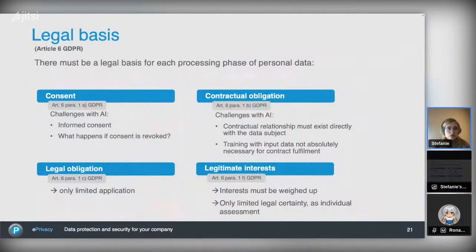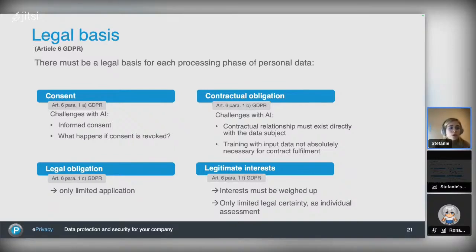So for us, if we are controller, we always need to have a legal basis for the processing of the personal data. There are different legal bases that we can rely on. We have consent, contractual obligation, legal obligation, and legitimate interests. And there are currently a few challenges with legal basis when using AI systems. So what probably is a legal basis that we are using if we are tracking our website visitors? We might collect consent from the website visitors to make the analytics.